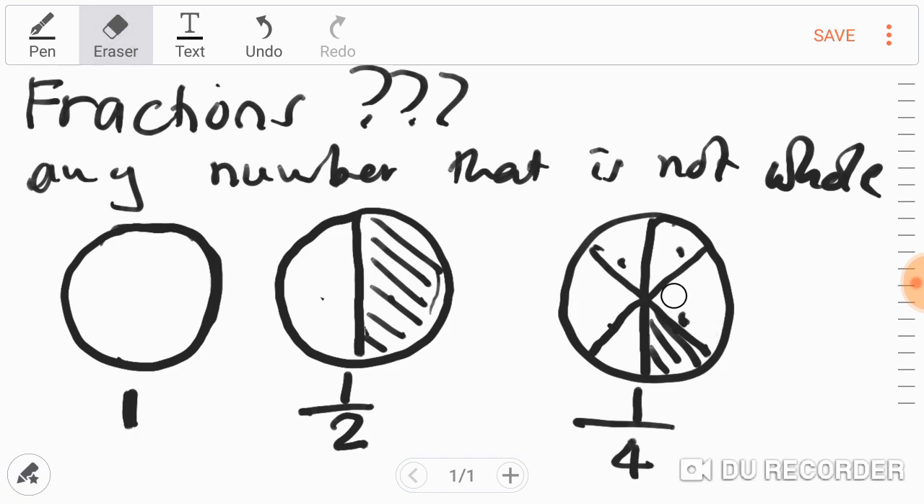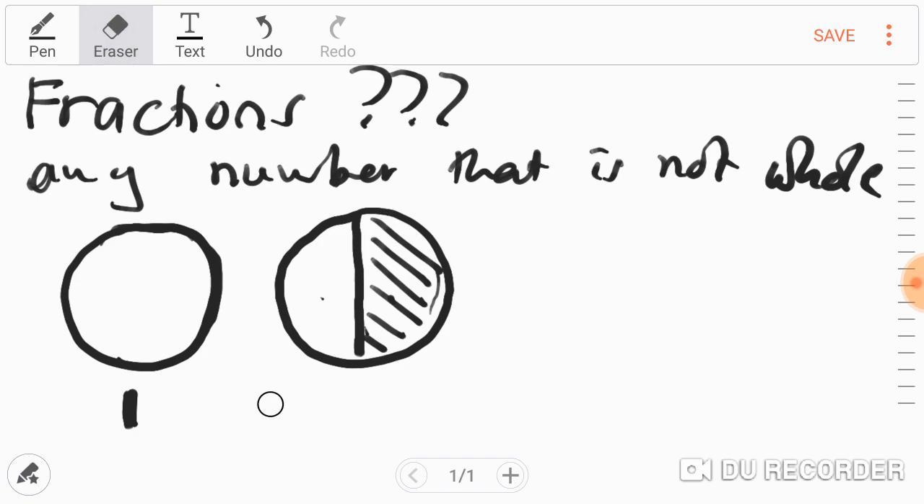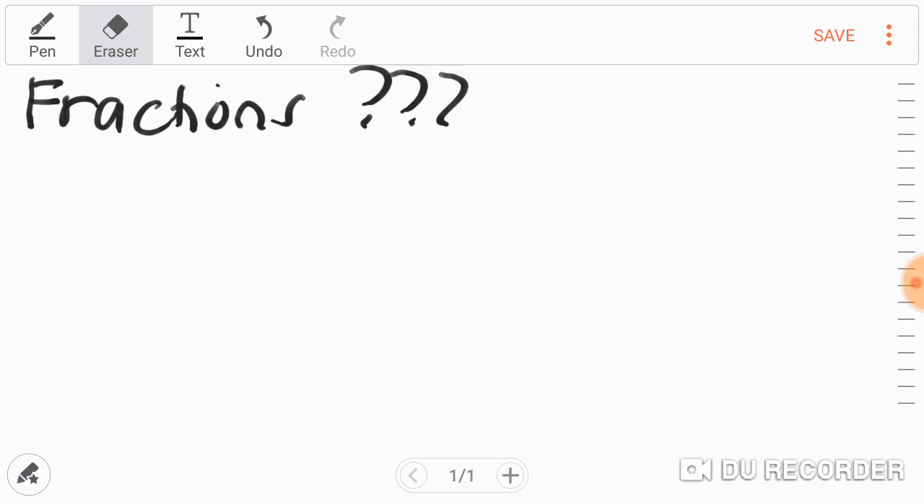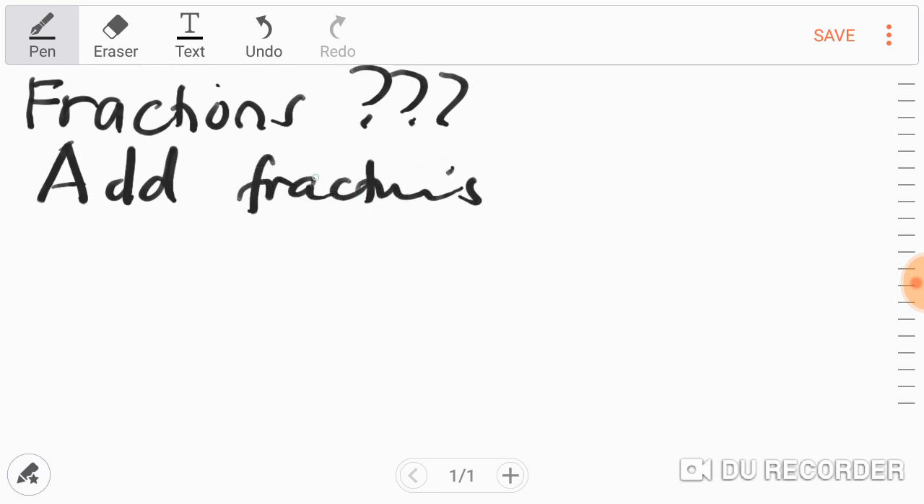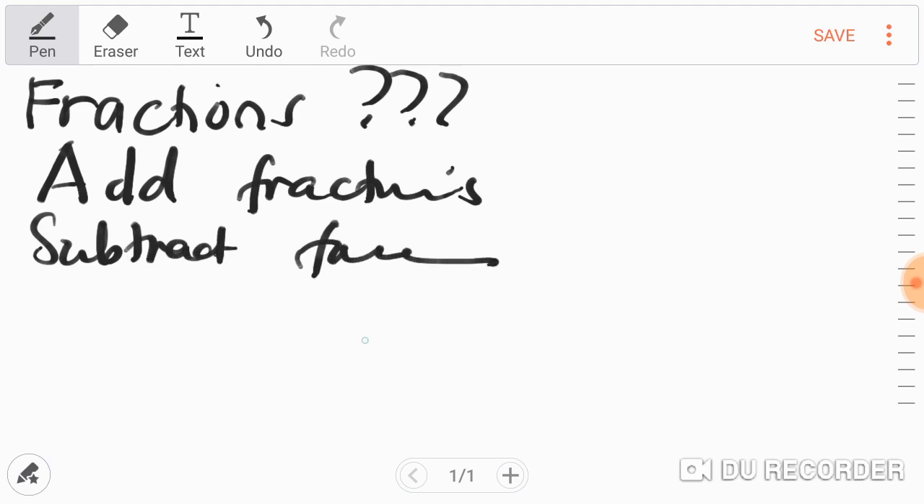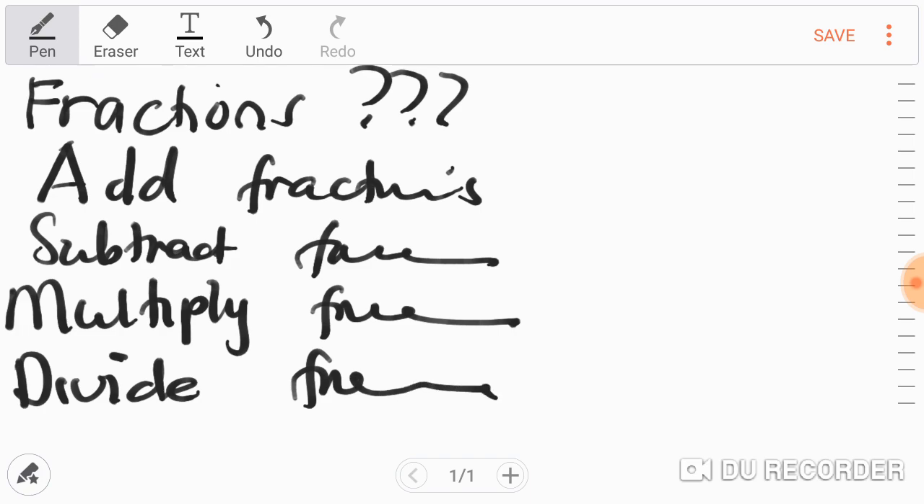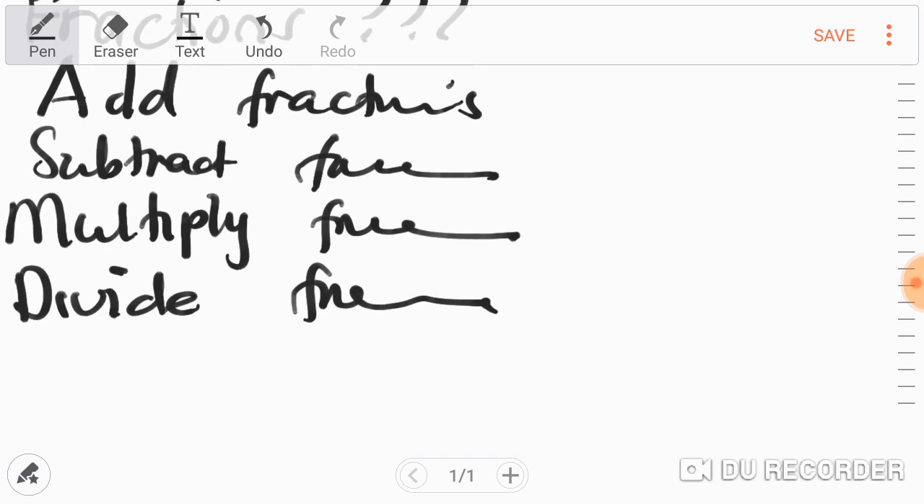But now there's so many things you can do with fractions. But most importantly, in this video, I want to show you how to add fractions, how to subtract fractions, how to multiply fractions, and also how to divide fractions, right? So we'll start by addition of fractions.